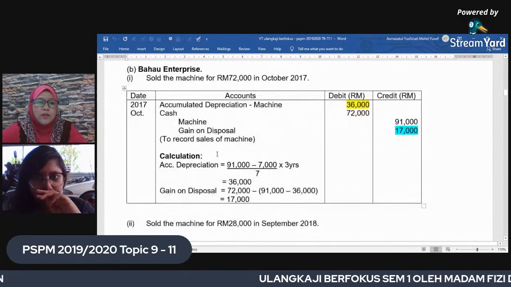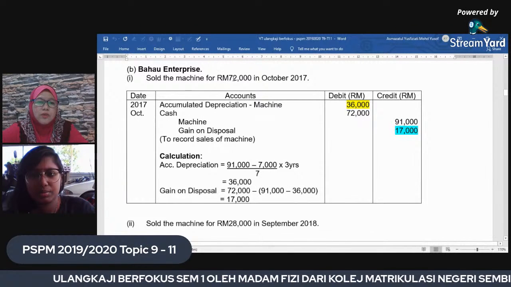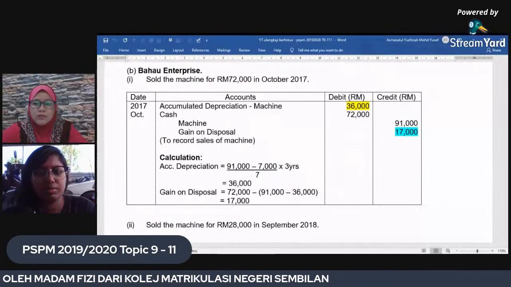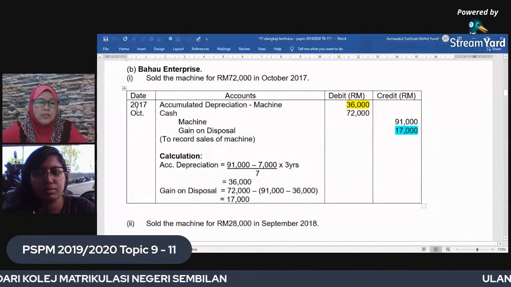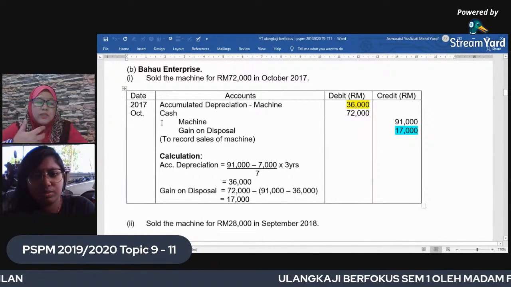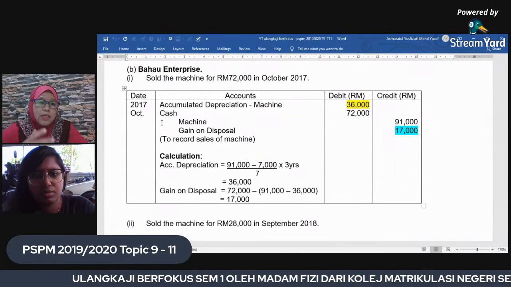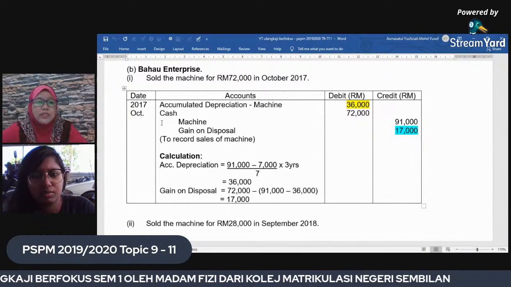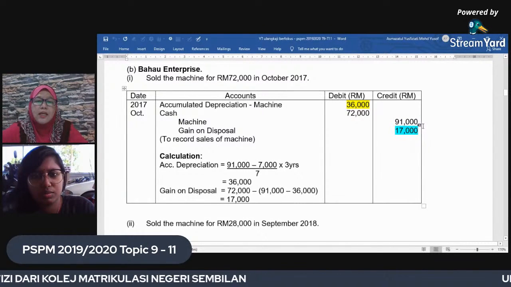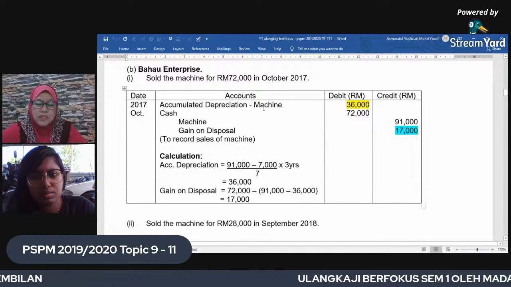Okay, for 1 Roman, the situation is sold the machine for 72,000 in October 2017. Okay, so debit. If we sell our machine, that means we have to contra back the asset. So the first step is credit machine 91,000, right? And then the second step is debit accumulated depreciation machine.